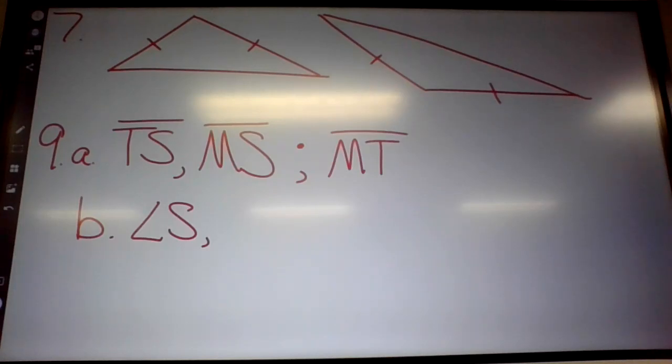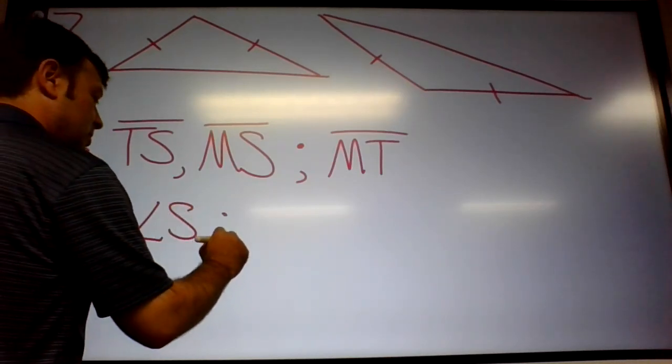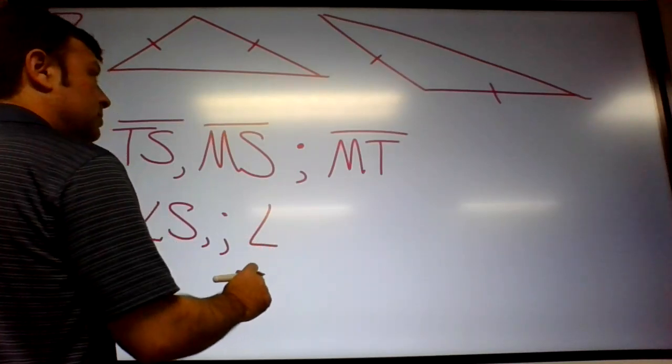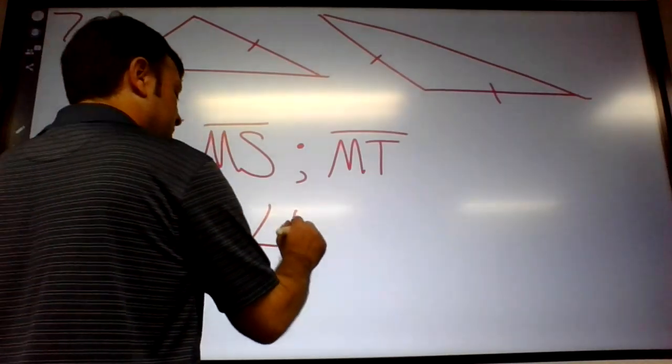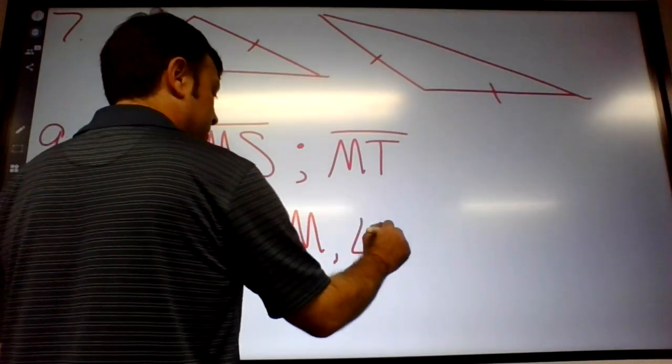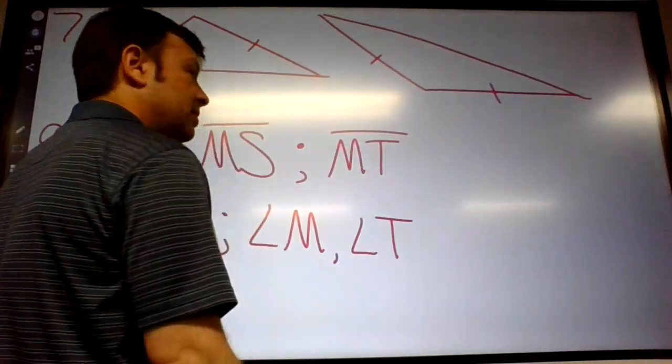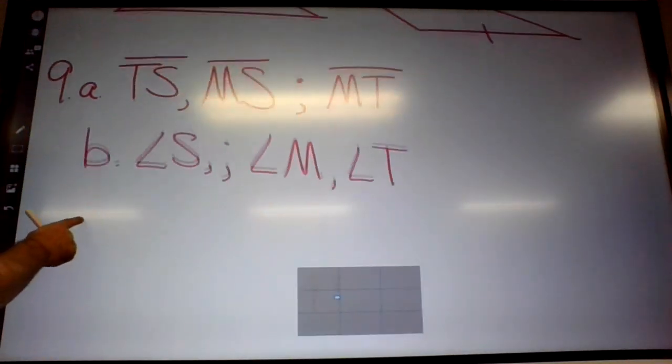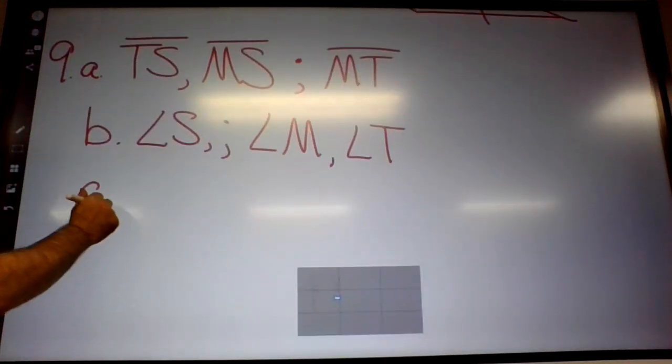Okay, and then that says, and what are the base angles? Well, that's the other two angles in the picture. Angle M and angle T. The angles that are close to the base.